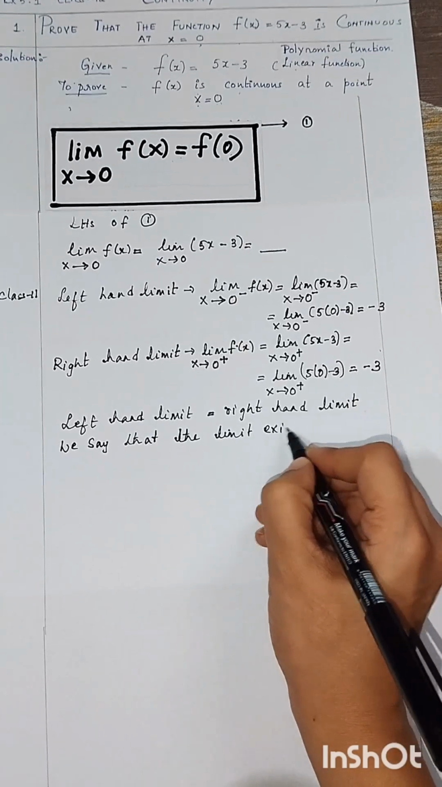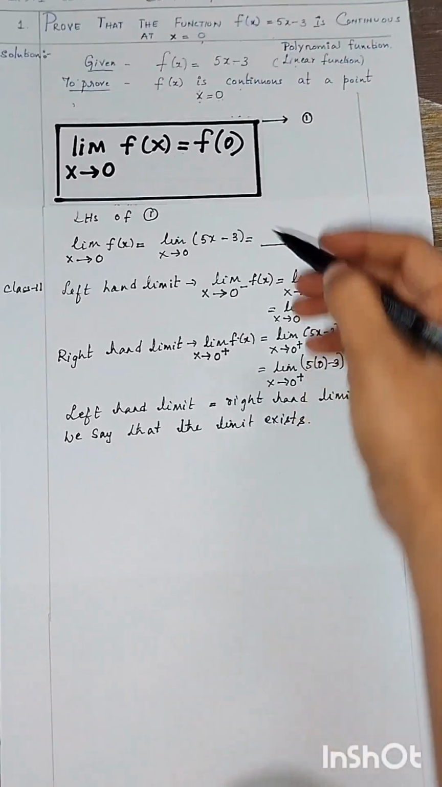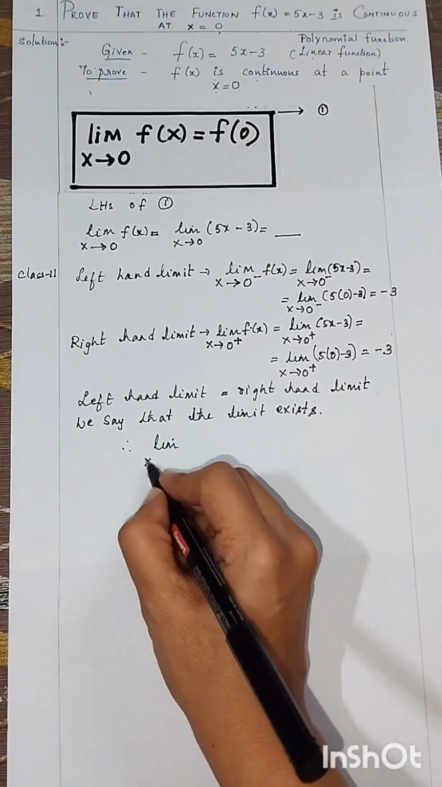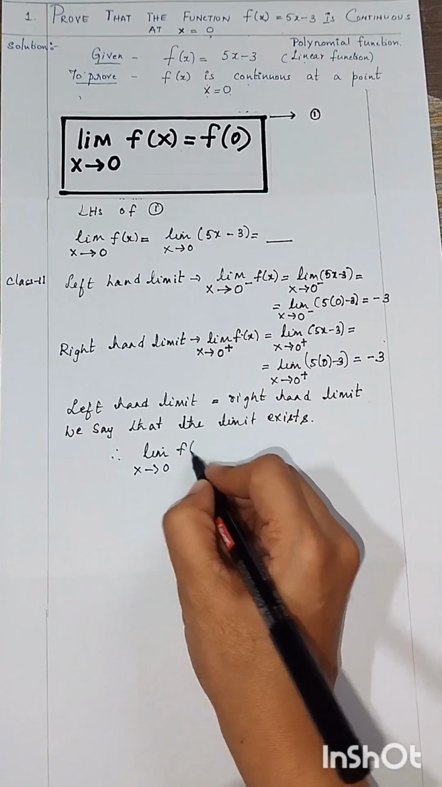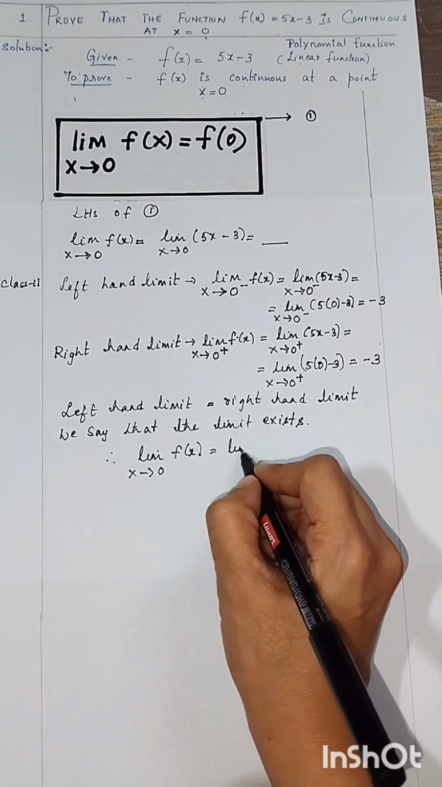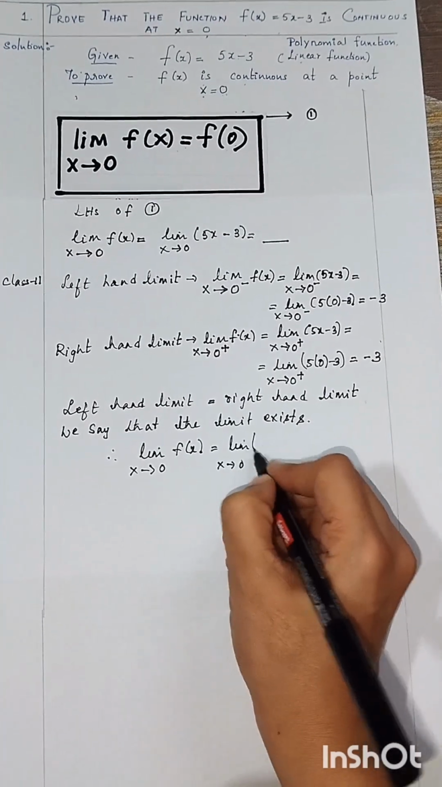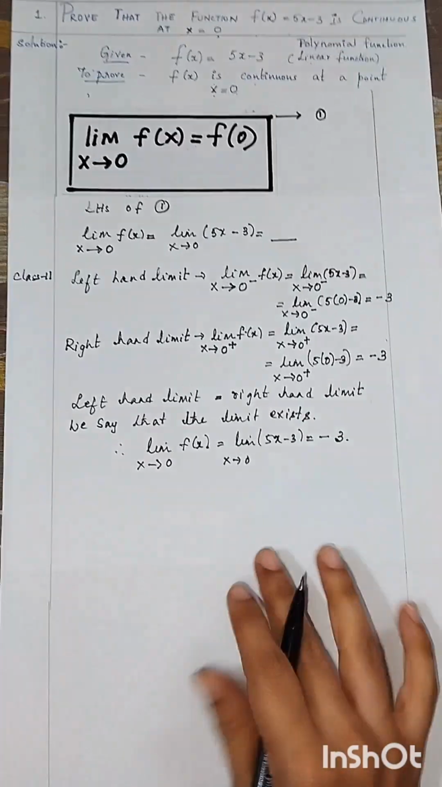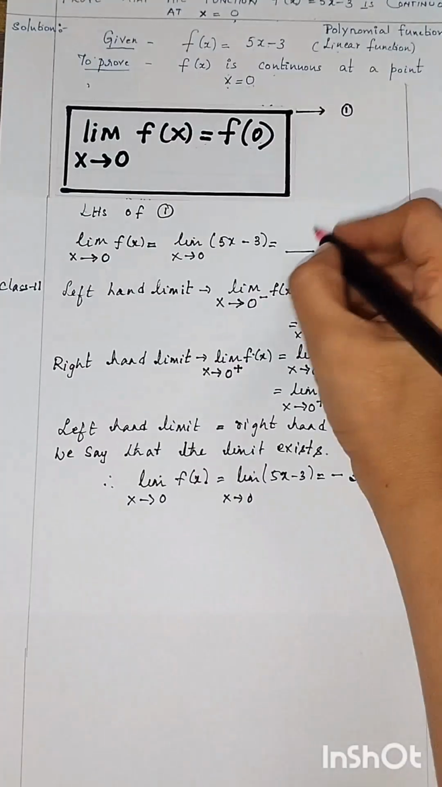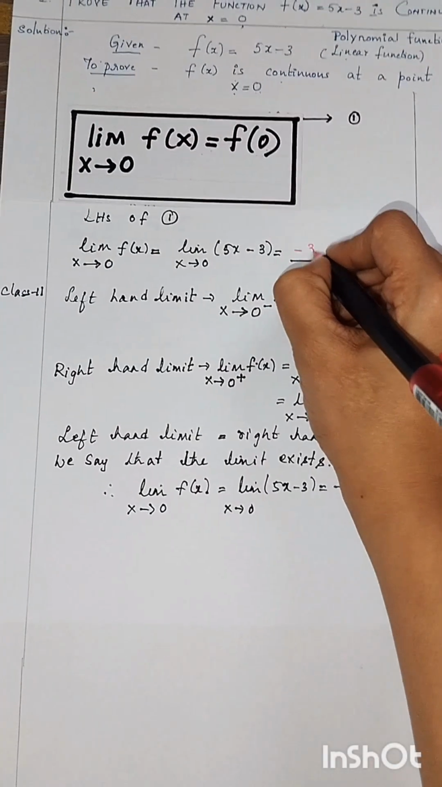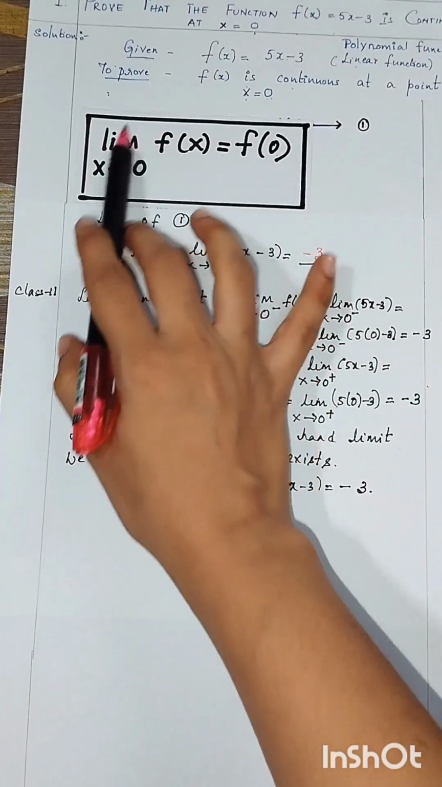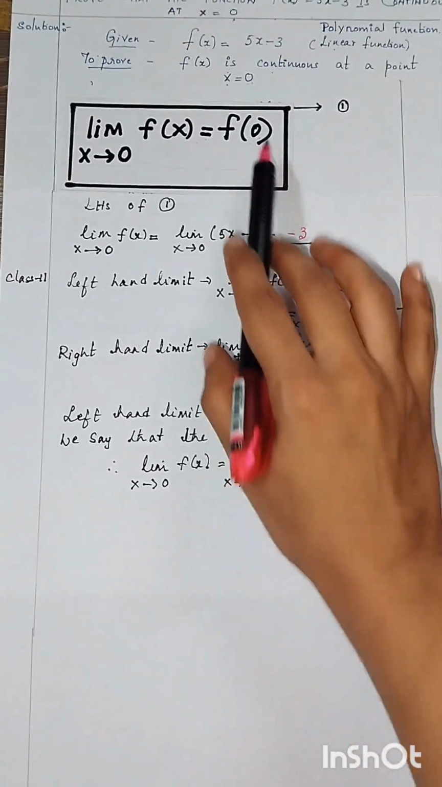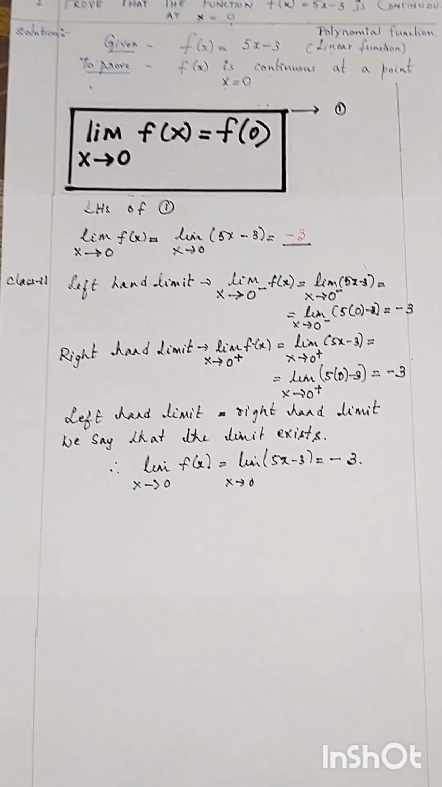The limit exists. So if the limit exists, what is the value we will write? Therefore, limit x approaches 0, f of x is equal to limit x approaches 0, 5x minus 3, which is equal to minus 3. Clear? Therefore, the value we can write here is minus 3. So the value of LHS is minus 3.